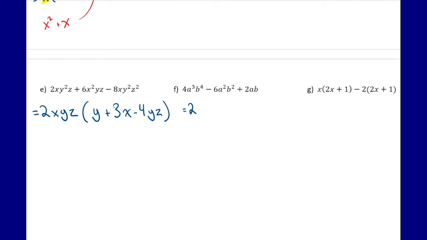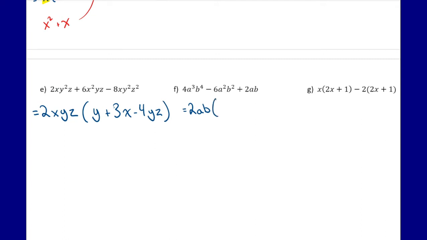Next, look at the letters. What letters are common between all of them? Well, we do have an A and a B between all of them. Look for the smallest exponent. It happens to be 1 for all of them. So this 2AB is our greatest common factor.